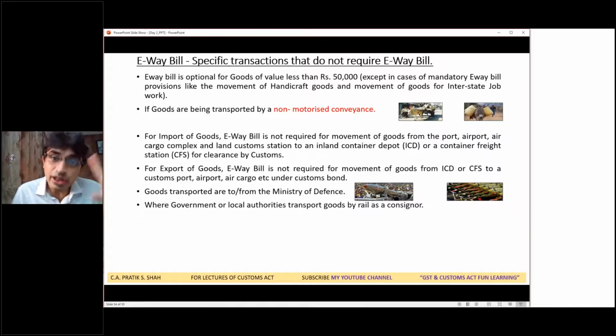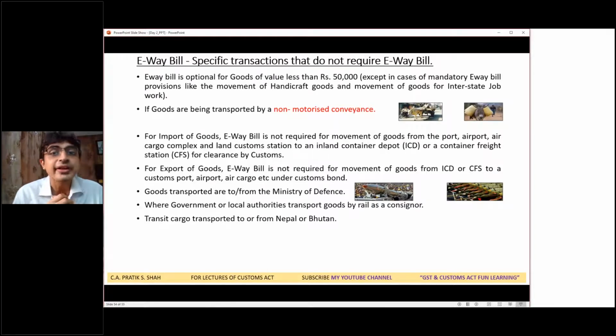Next, when the government or the local authority is transporting goods by rail, if they are moving the goods, e-way bill is exempt. But when they are moving by rail, correct.